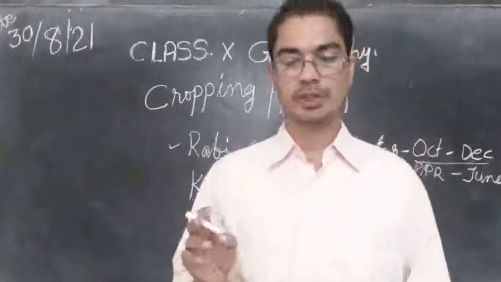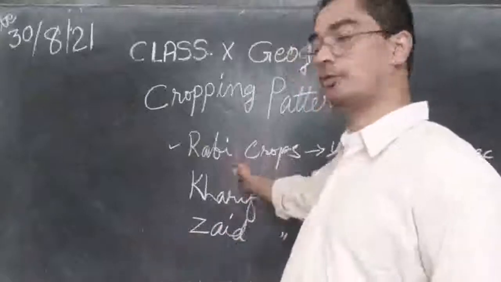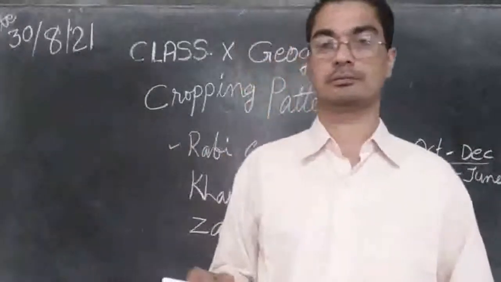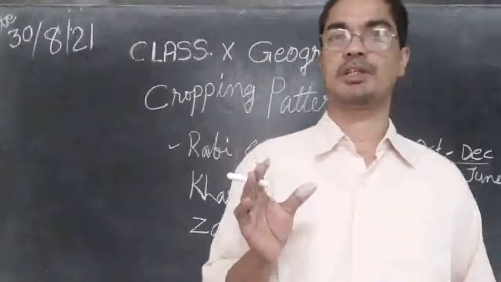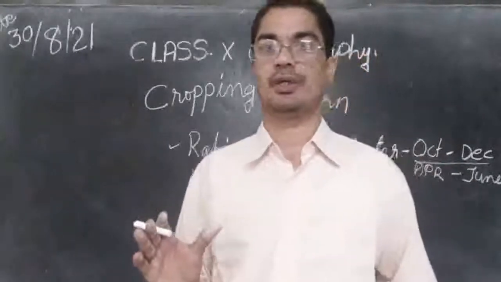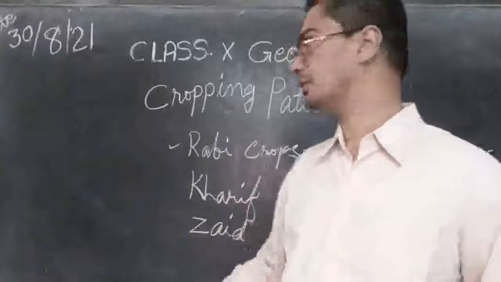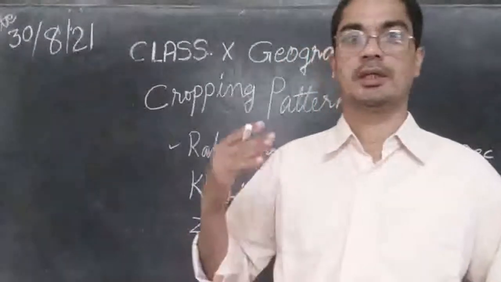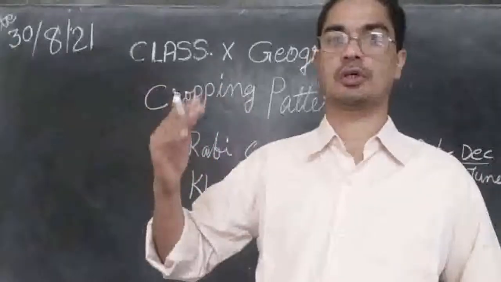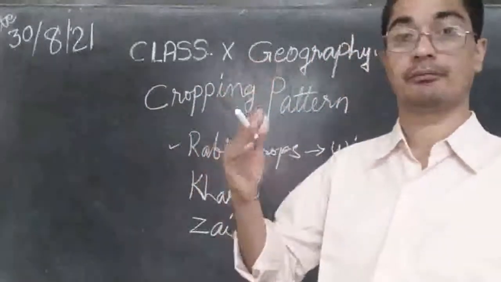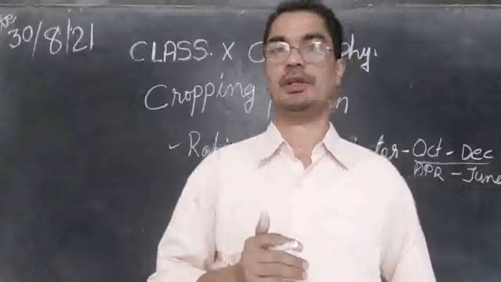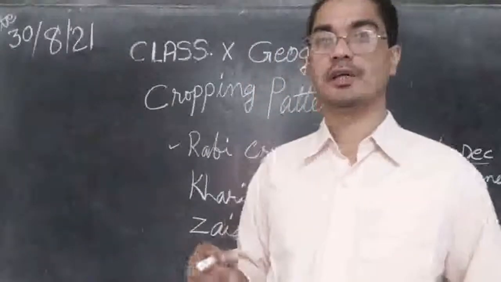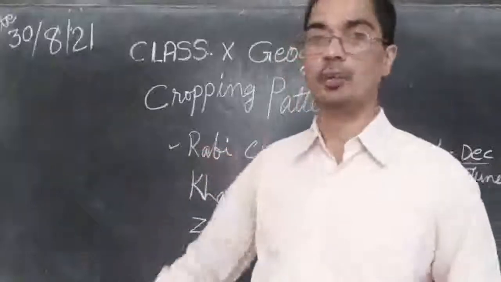So these crops, we can say rabi crops, can grow in most parts of India. But we know some places in India don't experience winter. Therefore these rabi crops may not grow there. But in the northern, northwestern or even northeastern parts of India, where the winter is quite severe, these rabi crops grow very well.